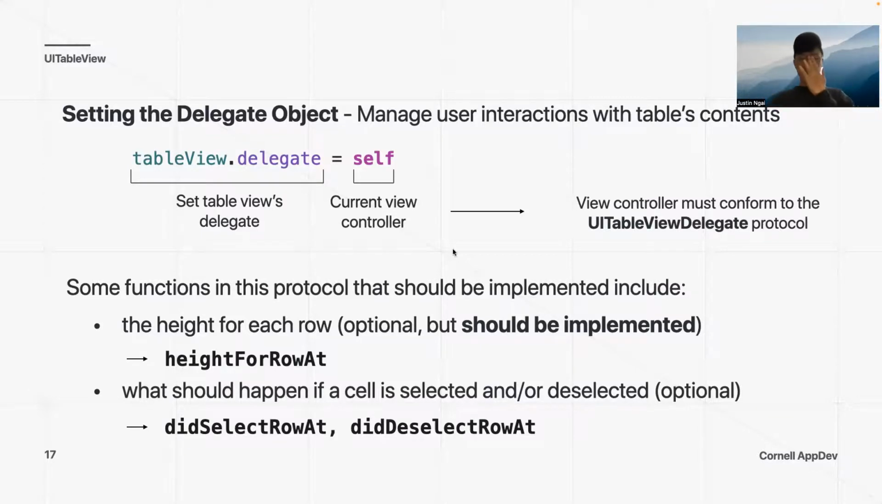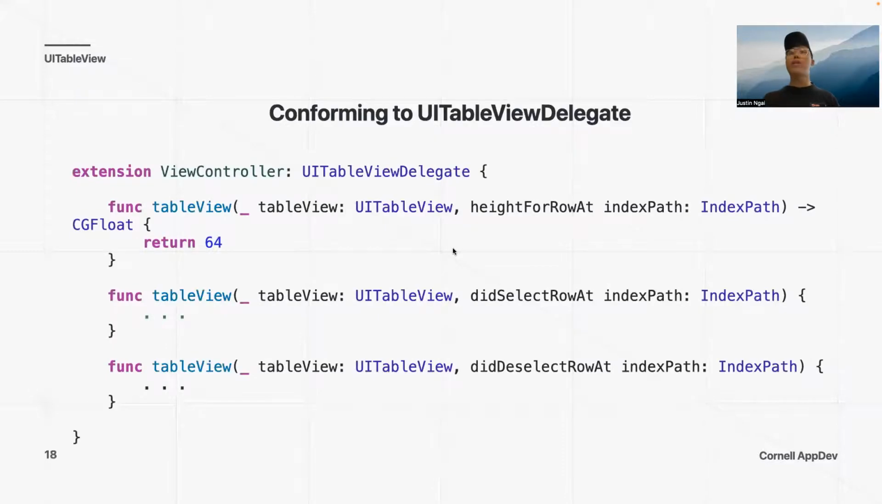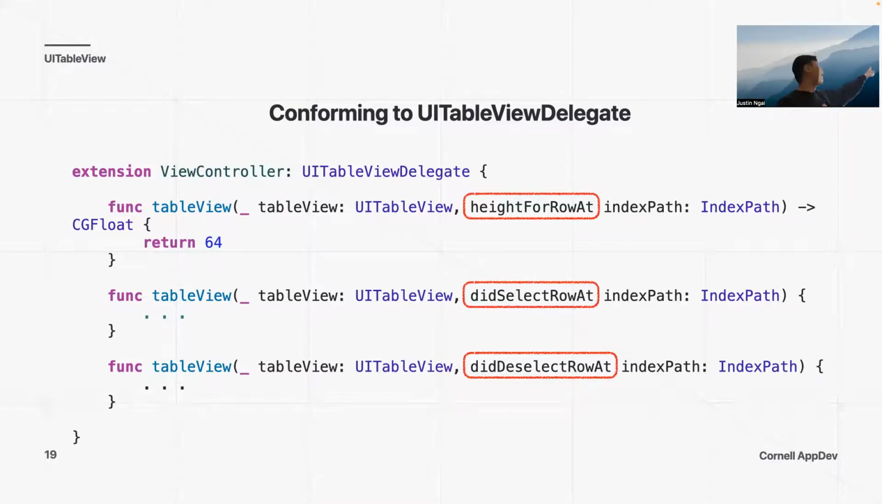Okay, so this is what the functions look like. A bit long, kind of ugly, but just pay attention to these parts here: height for row at, did select row at, did deselect row at. Those are things you need to pay attention to. The actual implementation doesn't really matter, but you'll see this in practice in Wednesday's demo.